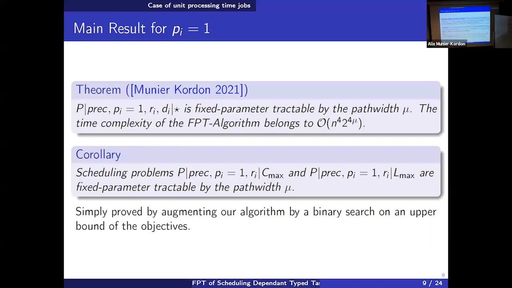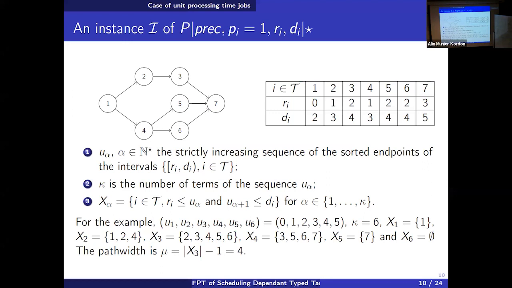Okay, so how does it work? Let's consider an instance of our scheduling problem. We have a precedence graph, and for each task we have a release time and a deadline. The problem here is to find if there exists a feasible solution. So the answer is yes or no.